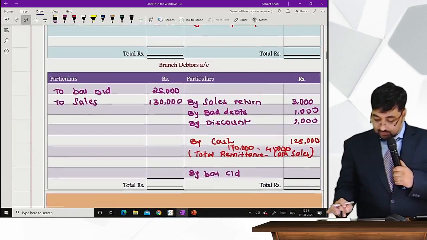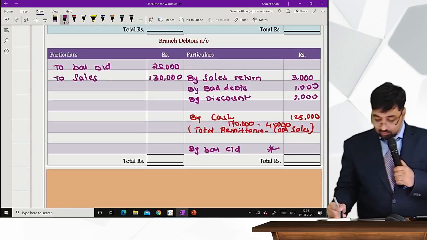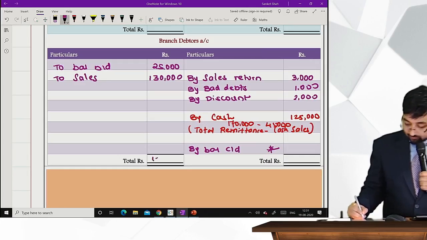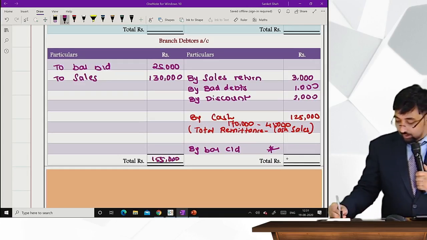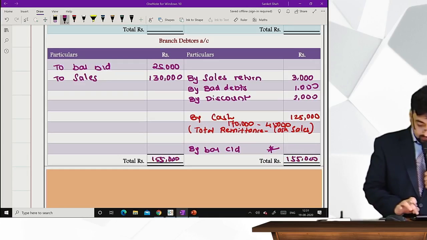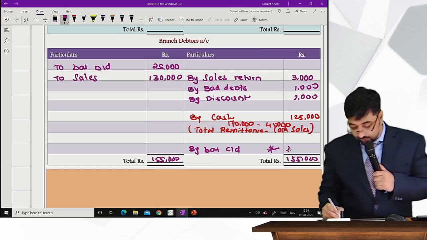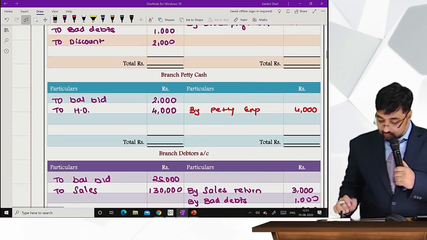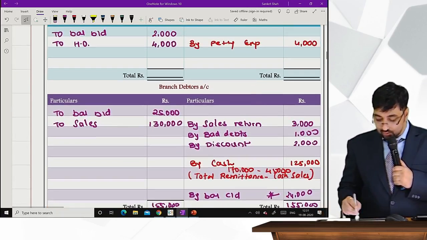First, debtors account. So by balance carried down is the balancing figure. 130 plus 25, I will get 155 total, and from 155 I will deduct 3,000 minus 3 minus 1 minus 2 minus 125. So I am getting 24,000, same as the memorandum debtors account. So by balance carried down, no second effect.